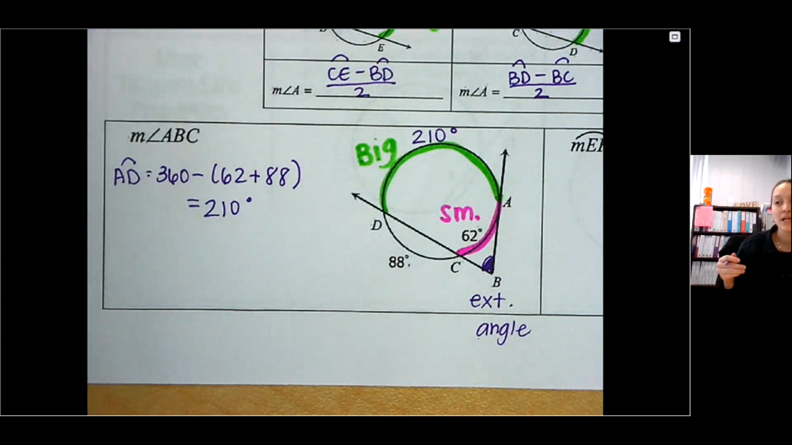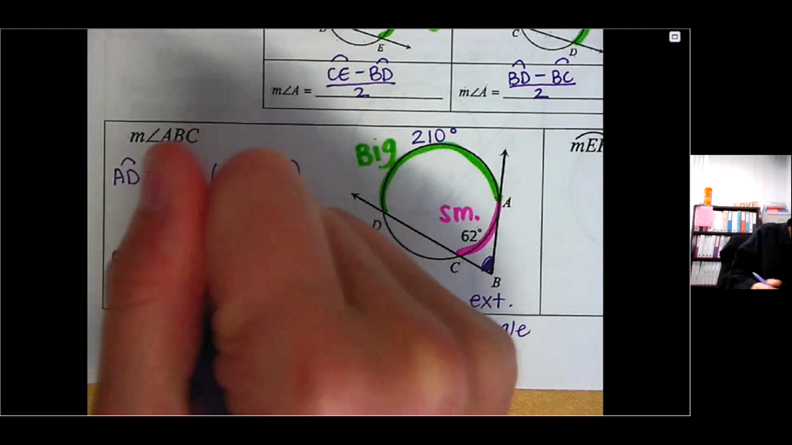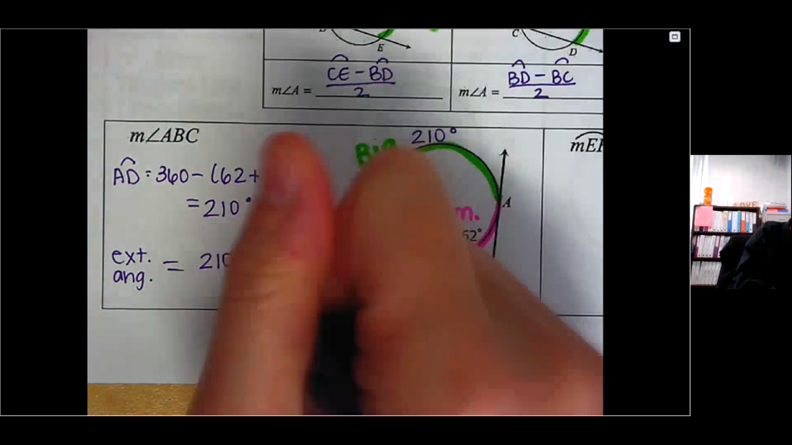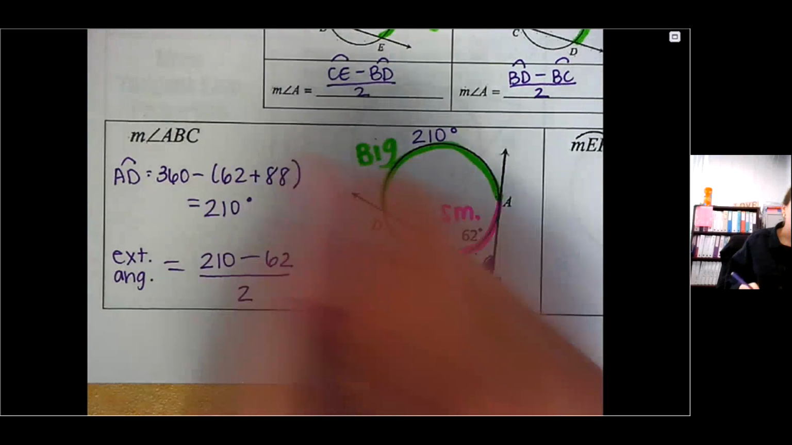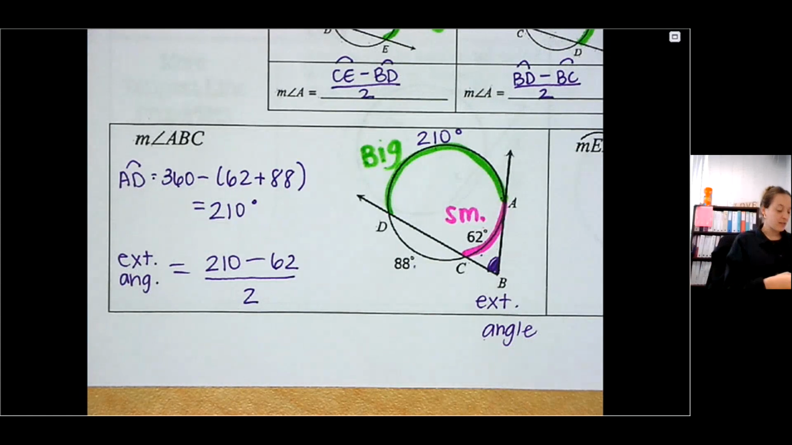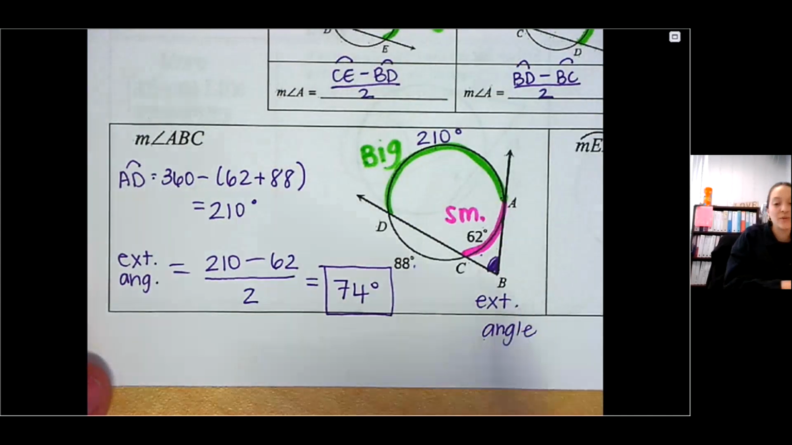And then now I can plug it into the equation. So the exterior angle, which I don't know, equals big arc, which is 210, minus the small arc, which is 62, and then divided by 2. So I should probably grab a calculator. Big minus small divided by 2. You end up getting 74 degrees. So this angle right here, angle B, is worth 74 degrees.